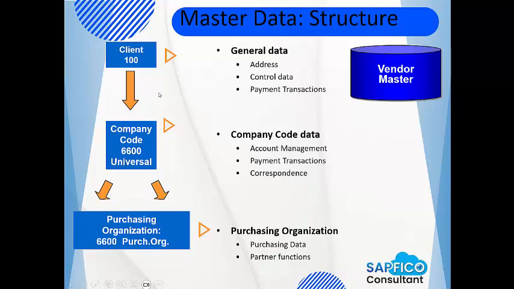And once this is done, it can be extended to n number of companies. It can be extended to one company code, or it can be extended to multiple company codes. So let's say we are extending it to a company code called 6600 Universal. Once we extend it, we need to update the account management data. That is nothing but the GL account, the recon account, where it will get posted, whether it's a domestic supplier, import supplier, and all that. So the recon account has to be updated, and accordingly, it will post to that GL.